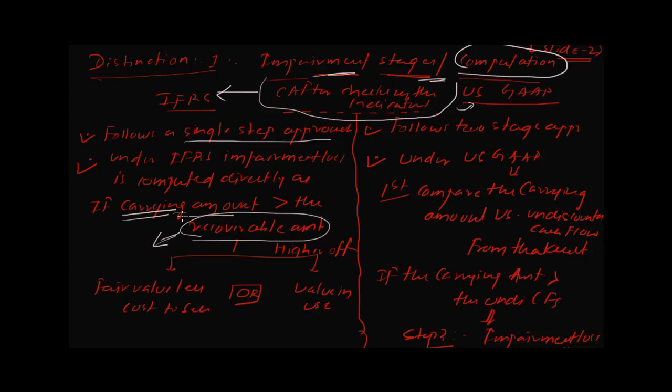So what's the recoverable amount? Recoverable amount is the higher of the fair value less cost to sell of the asset and the value in use. So always remember, when I talk about fair value, it deals with IFRS 13. So IFRS 13's primary approach is to think from the market's perspective.